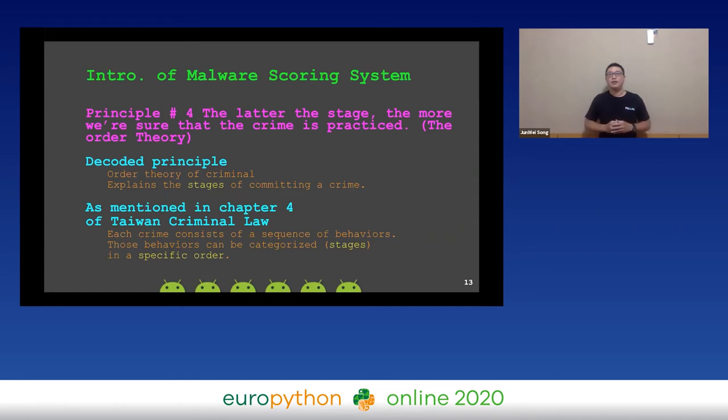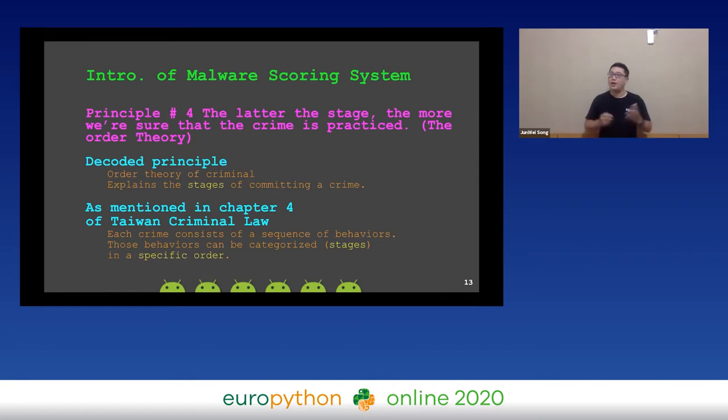So now let's see the most important part of the scoring system. We created an order theory, which consists of three principles: principle number 4, number 5, and number 6. So let's first look at principle number 4. The later the stage, the more we're sure that the crime is practiced.